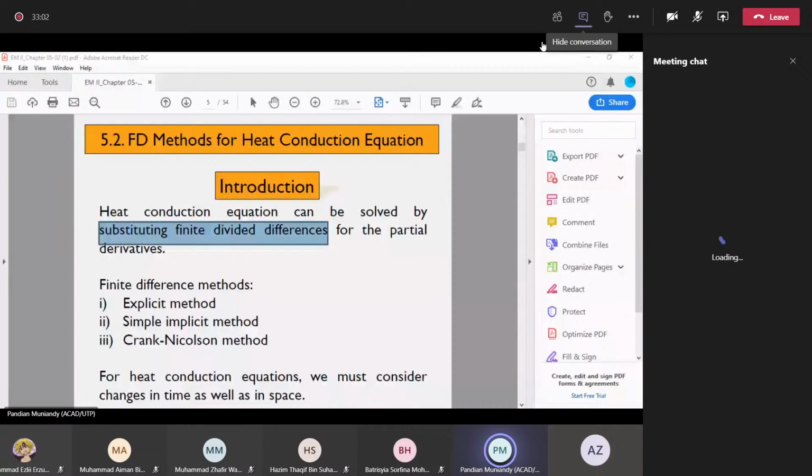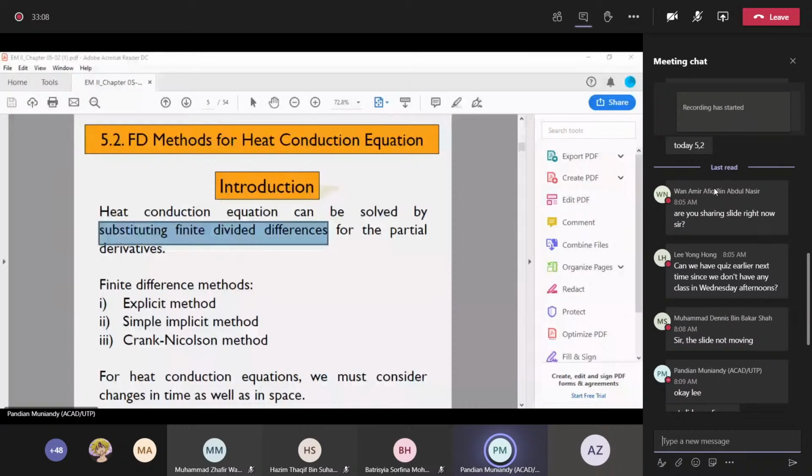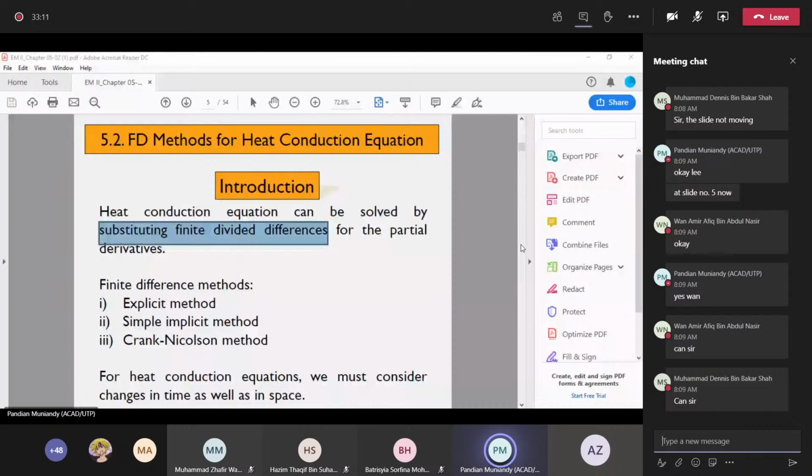The finite difference method that you're going to study has 3 parts. But the Crank-Nicolson method is not available in this file. So maybe next week we hope chapter 5 will be uploaded via ULearn. At the moment it is not available. We are sorry about that. So you have to wait for the full notes, maybe next week, week number 10 or 11. We are now in week number 9, right? So we have 3 more weeks to go.